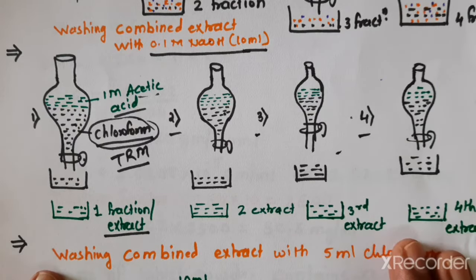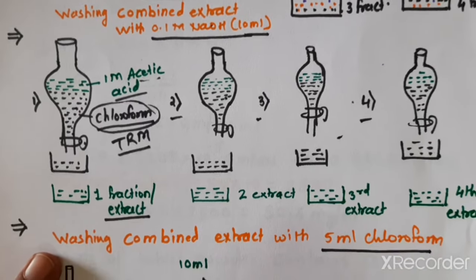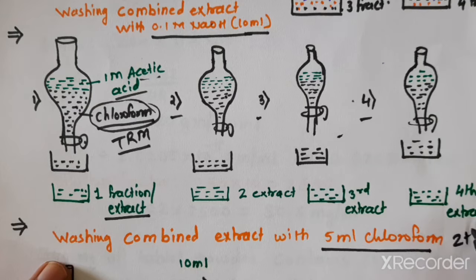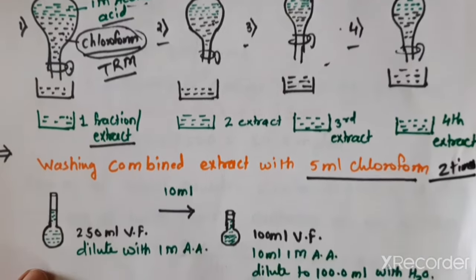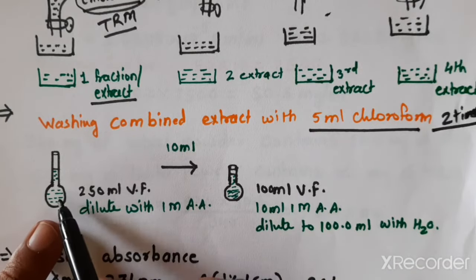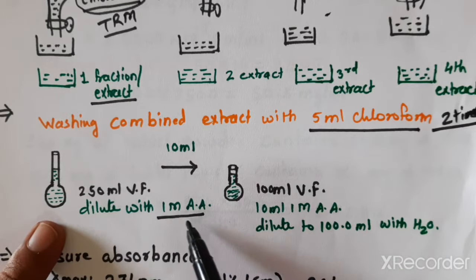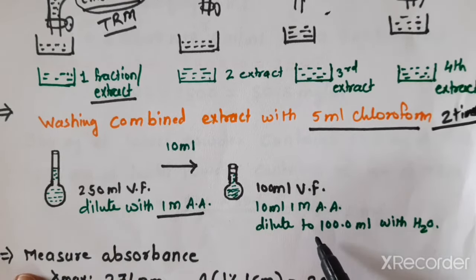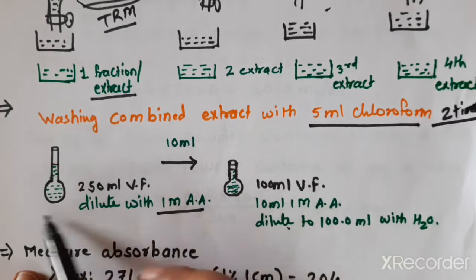acetic acid layer, which we can combine and wash with 5 ml of chloroform. We can do this 2 times. So we wash the combined extract 2 times with 5 ml of chloroform, and then you can take this into a 250 ml volumetric flask and dilute up to 250 ml with 1 molar acetic acid.